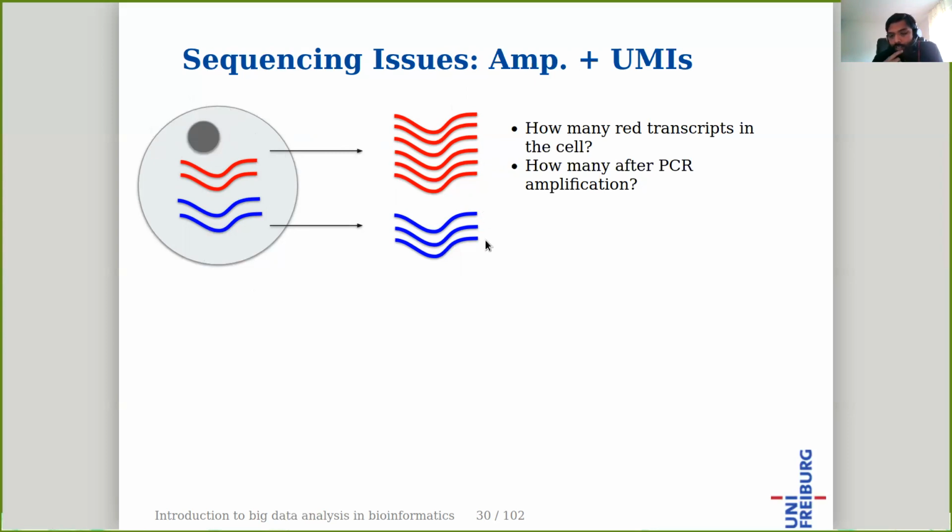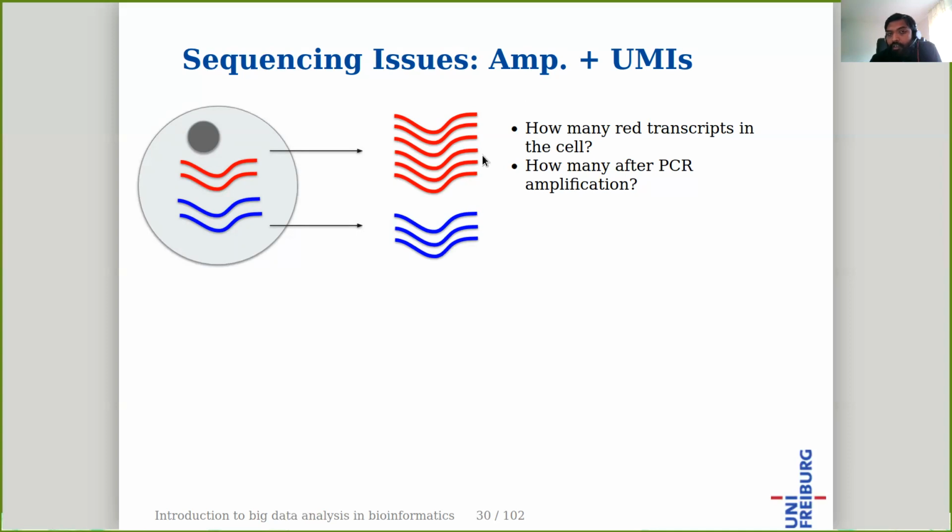This is just because of, as I said, how the fragments are chosen. The amplification process may choose a red multiple times, so we have multiple red fragments here, but only 3 blue fragments, a smaller number of blue fragments. In this case, we cannot really infer how many red transcripts and how many blue transcripts were there in the cell.